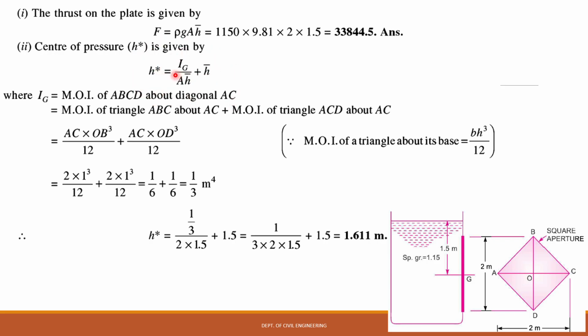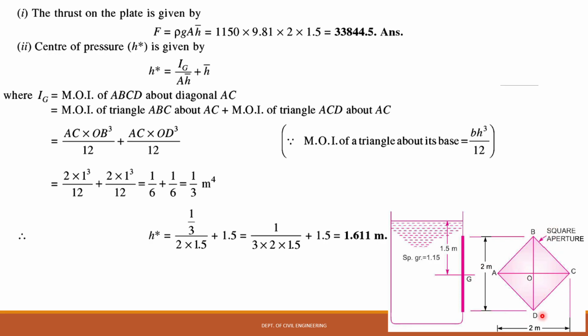Now you need to find out the center of pressure, H star. You have equation H star is equal to Ig by A H bar plus H bar. Now A is known, H bar is known. We need to find out Ig. What is Ig? Ig is nothing but the moment of inertia of this square area about the centroidal axis. Where is the centroid? Centroid will be at this point, O. So centroidal axis is this one, AC, along AC. Fine. So along AC, we need to find out what is the moment of inertia of this shaded region.